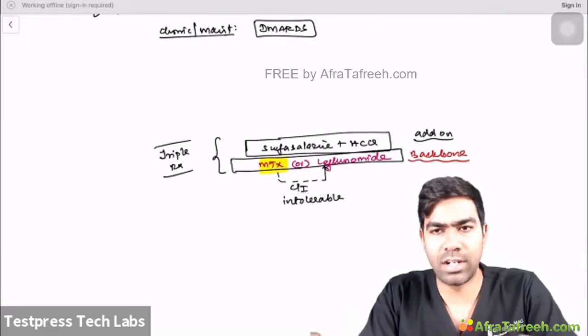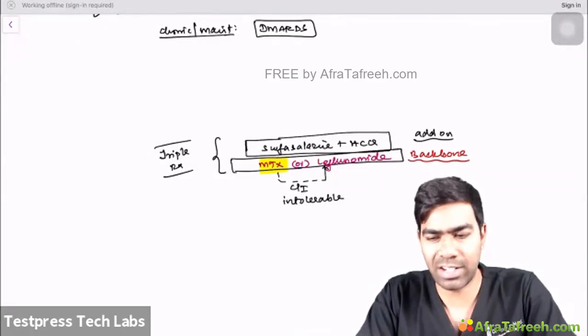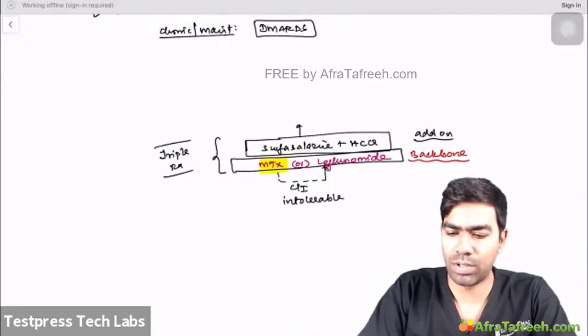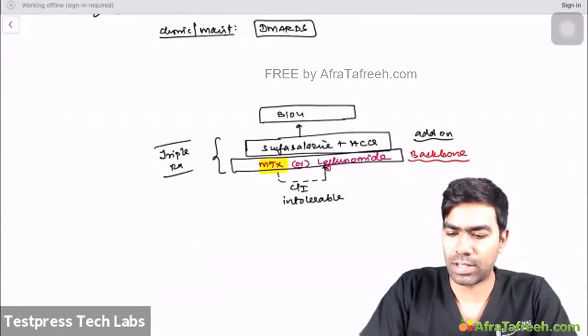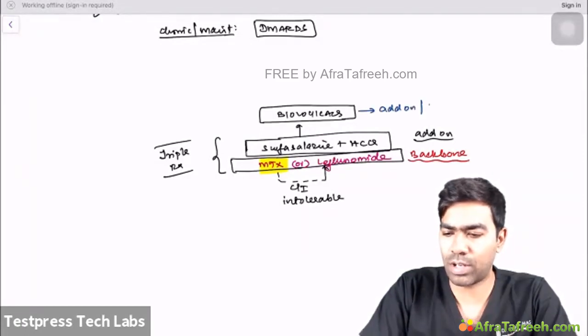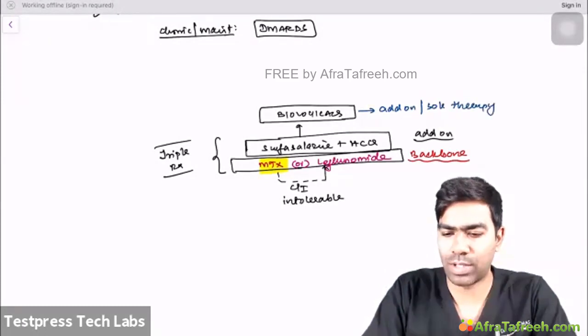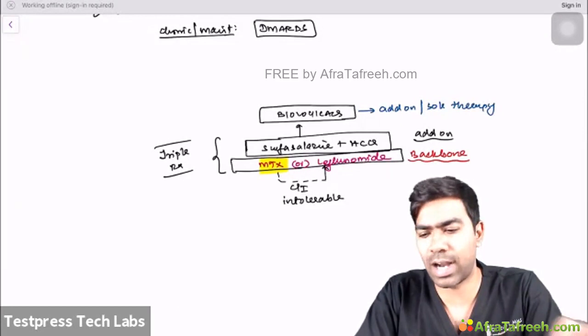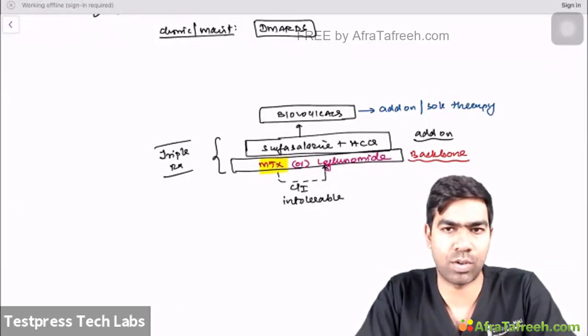And if the disease still doesn't respond, and if you want some additional treatment, then you can move on to biological agents. This is the next step, biological agents. The advantage of biologicals is you can use them as an add-on therapy, or as a sole therapy. Sole therapy means monotherapy. You can use them as a single therapy, or as an add-on to methotrexate, sulfasalazine, hydroxychloroquine also.